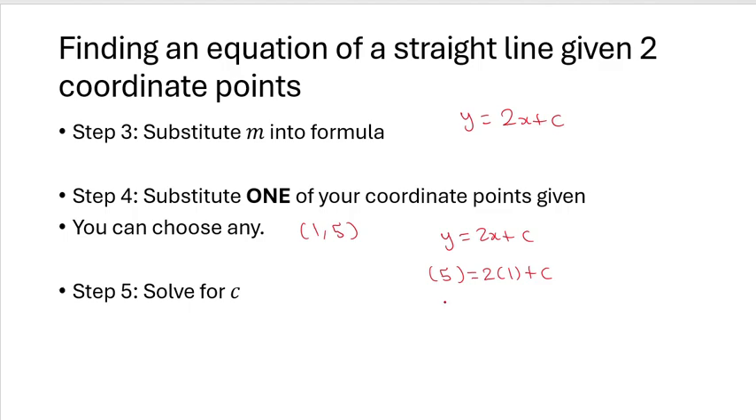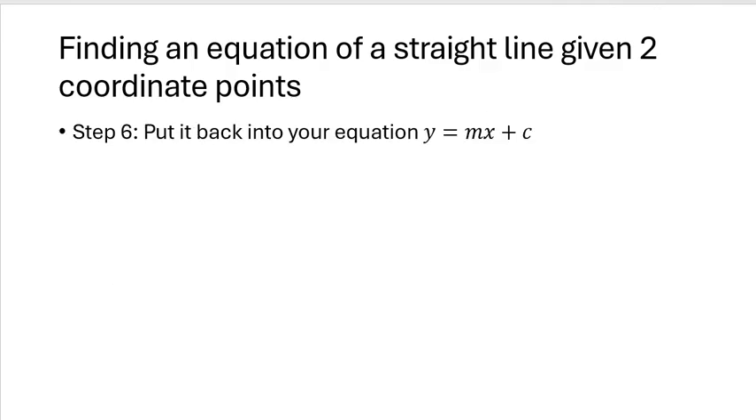And now we're just going to solve for c. So let's just solve for c real quick. And the 2's cancel out on the right hand side. So I end up with c equals 3. And then the final step is put it back into the equation, y equals mx plus c. So we get y equals 2x plus 3. And that's your formula right there, okay? So that's how you'd go about finding the equation of a line using 3 different methods, okay?